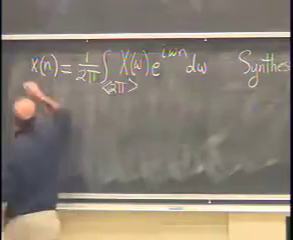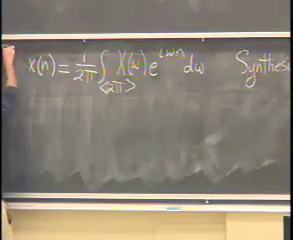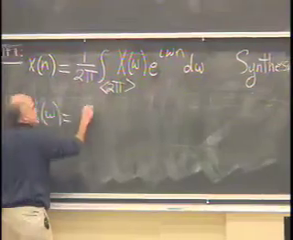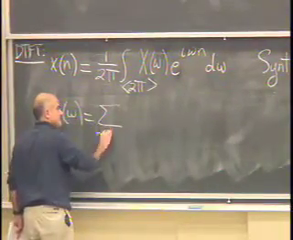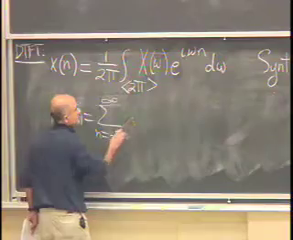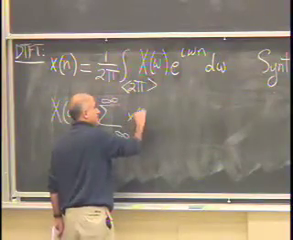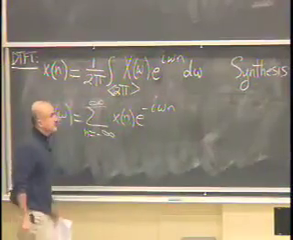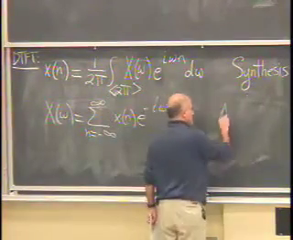And we're, of course, talking about the DTFT. And the analysis equation is the infinite sum, n equals minus infinity to infinity, of x of n e to the minus i omega n. This is the analysis equation.